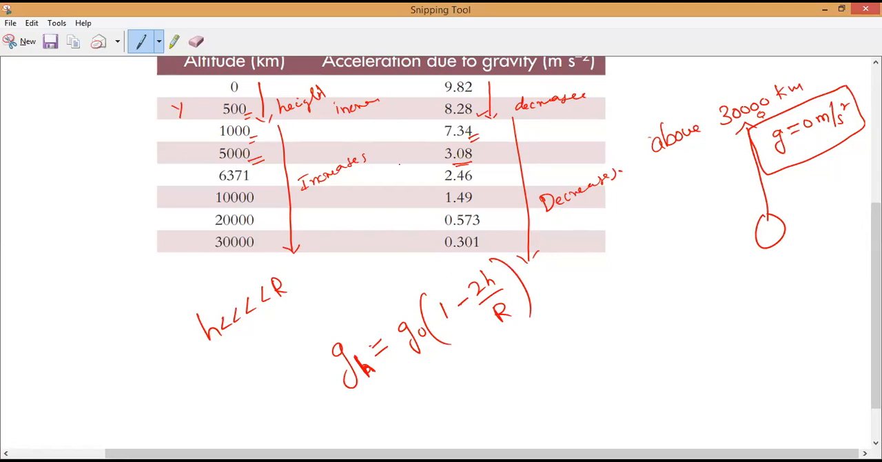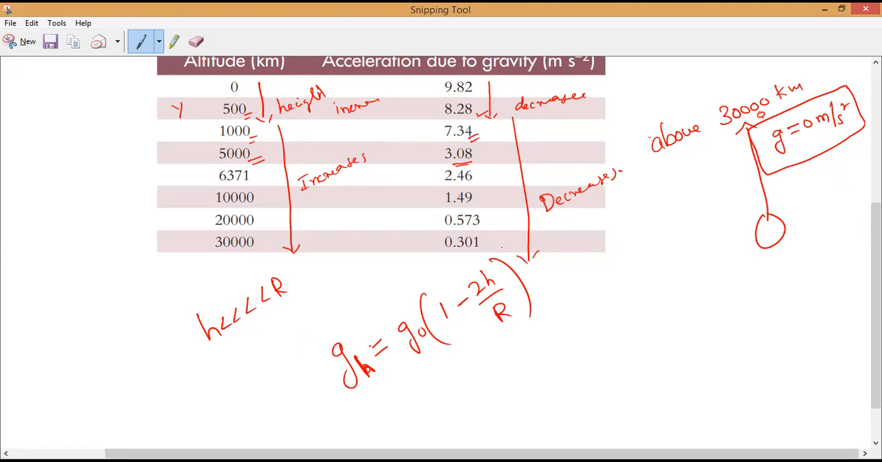And for this tabular column, just take 2 or 3 values. At 0, 9.82. At 1000, 7.34. At 10,000, 1.49. At 30,000, 0.301. If I travel more than that, for example 40,000 or 50,000, then what will happen, guys? G is equal to 0. That is what you have to remember.